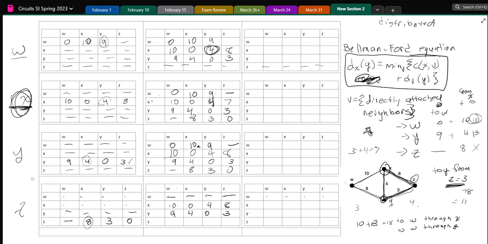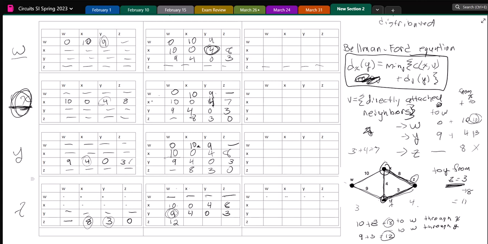Now let's try Z to W through Y. From Y to W is 9, that's right here. But I have to get to Y in the first place. From Z to Y is 3, so 9 plus 3 is 12. And so my two choices are 18 and 12. 12 is the smaller one, so I'll use that one.